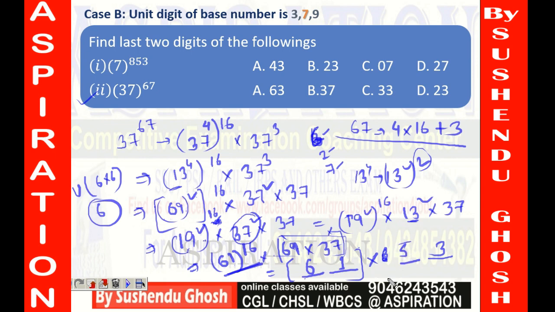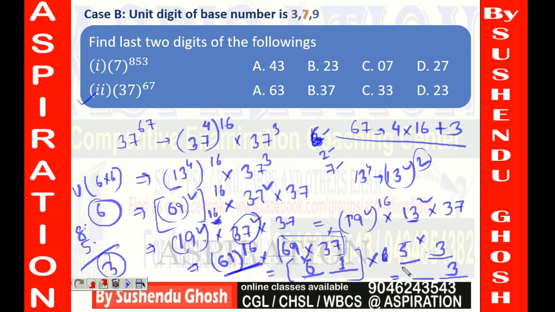Now if we multiply these two numbers, it will give you 3 multiplied by 1, which means it will give you 3 here. Then 6 multiplied by 3 means 18, you can keep it here. Then 1 multiplied by 5 means 5. So 5 plus 8 means 3 will be the unit place.